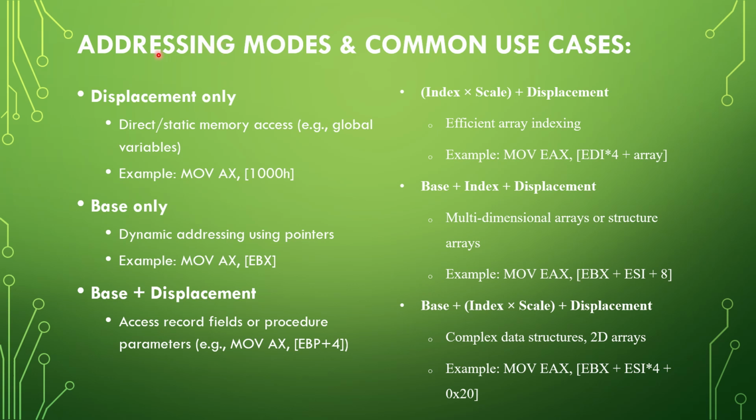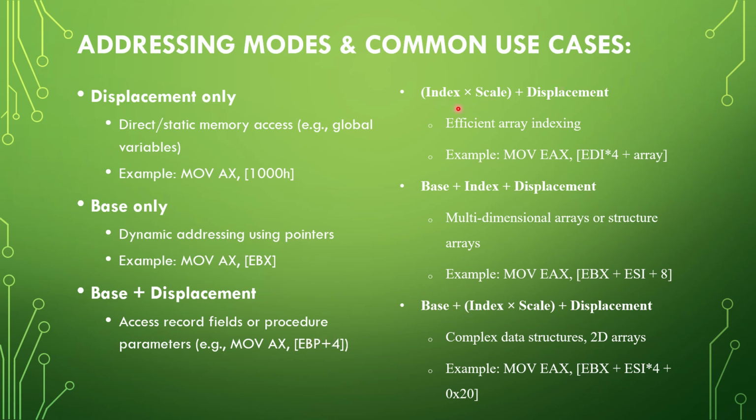Coming to the addressing modes and the common use cases, it can be displacement only, that means direct or static memory access, for example, MOV AX, [1000]. Base only is dynamic addressing using pointers, and this is one such example. Another type of addressing mode is base plus displacement, which accesses record fields or procedure parameters. The example is shown here, where 4 is the displacement that we add to the base.